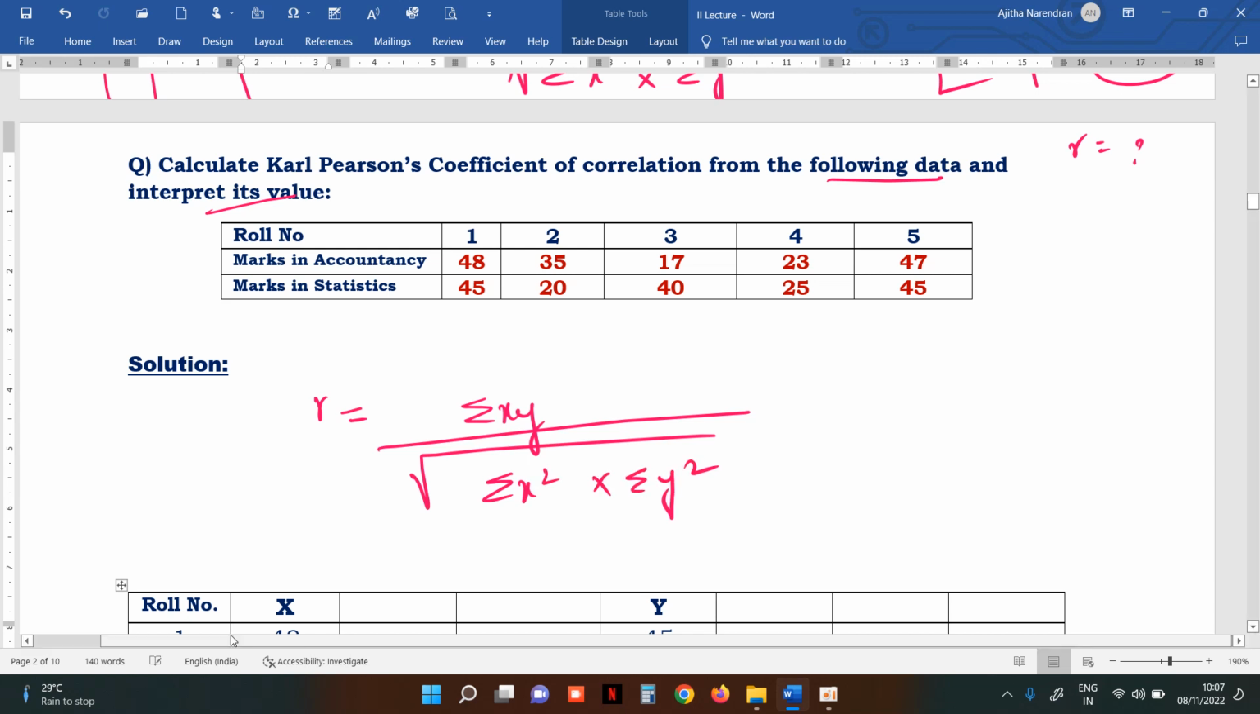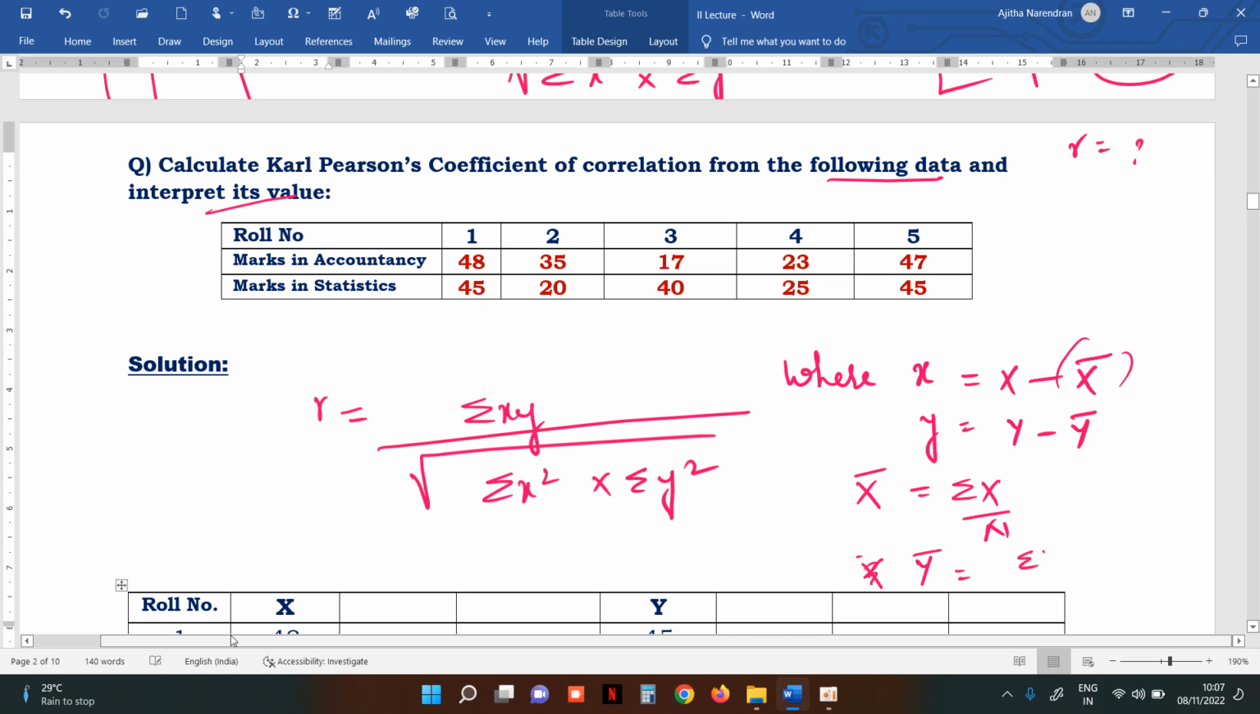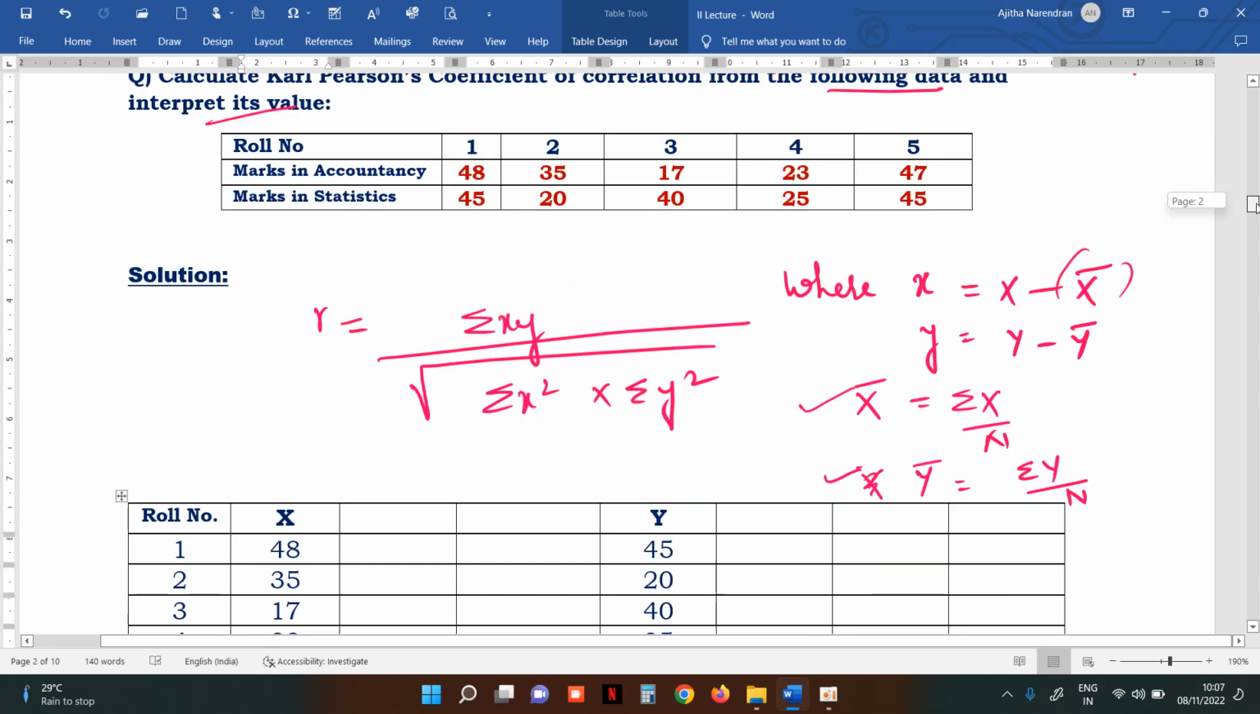This is a very simple formula. Here, small x is equal to x minus x bar and small y is equal to y minus y bar. What is the formula of x mean? The formula of arithmetic mean is summation of x by n, and the formula of y bar is summation of y by n. So this is what you have to find out first: the mean of x and the mean of y. Let us go for the same.